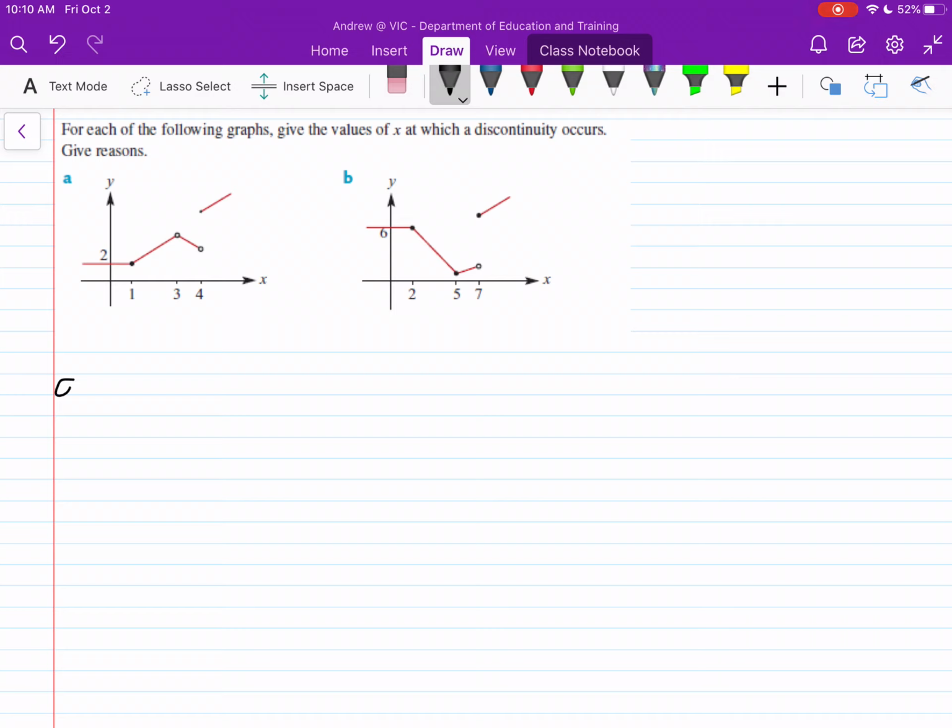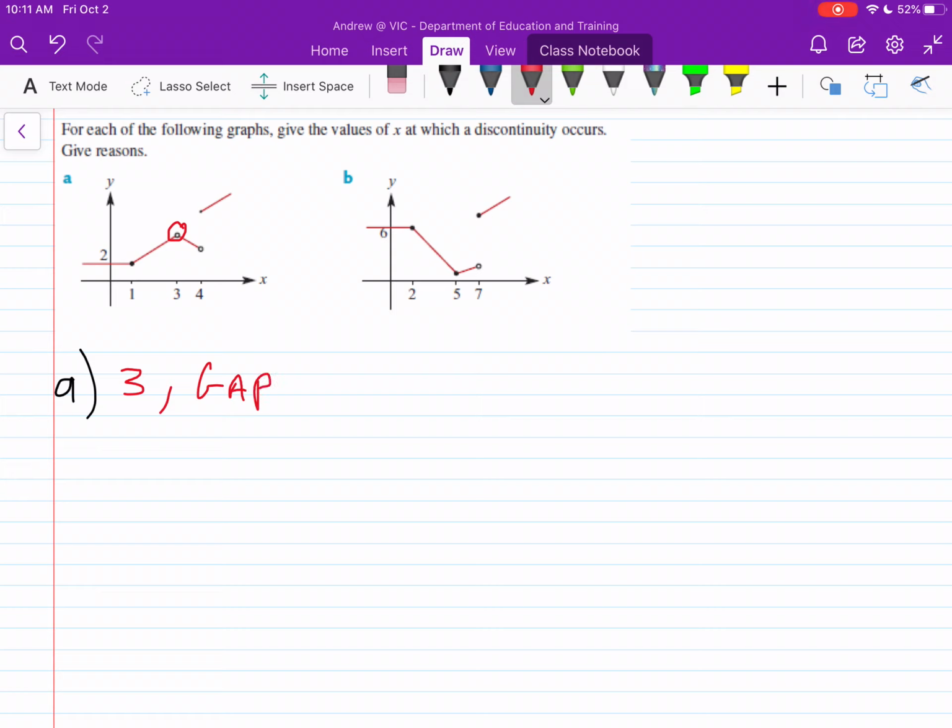So for A, hopefully we can see that we have a discontinuity. You're drawing it, and then wherever you need to take your pen off the paper, right here, it doesn't include 3. So this is a part where you would take your pen off the paper. So here we have 3, and we can just say that it has a gap. That's our reason why. So we've got 3 as one, and this is a gap.